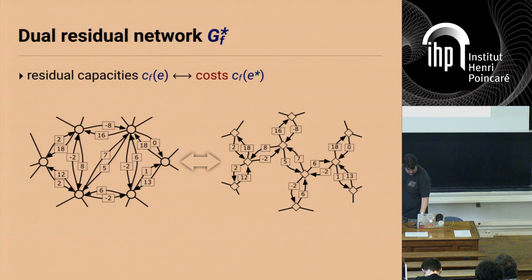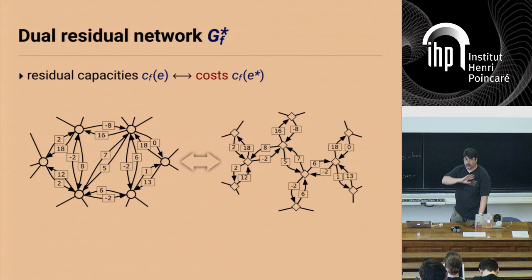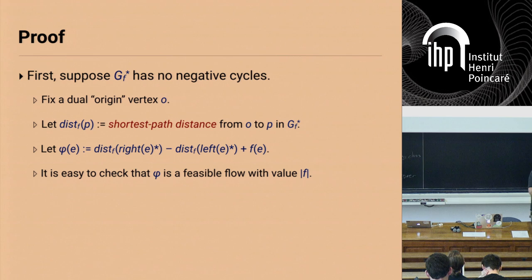I'm going to show you a sketch of the proof. It's going to wash over you. You can look at the slides later. Don't worry if it doesn't go in. If there are no negative cycles, then in fact, shortest path distances are well defined. And you can use those shortest path distances to explicitly construct a feasible flow with the right value in the graph.